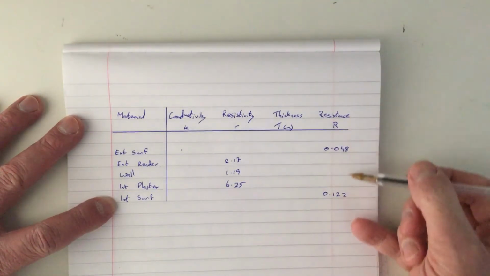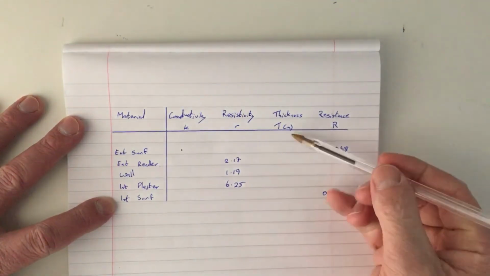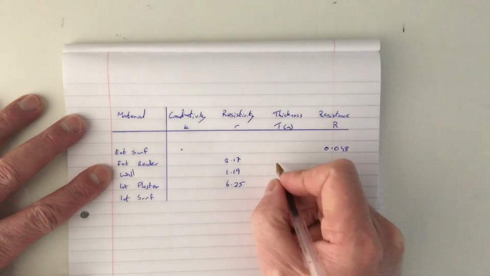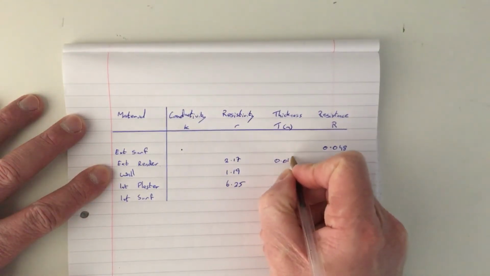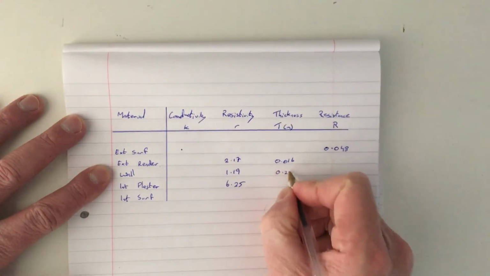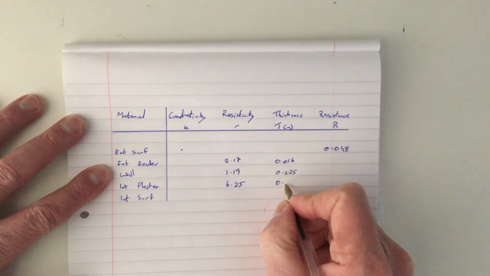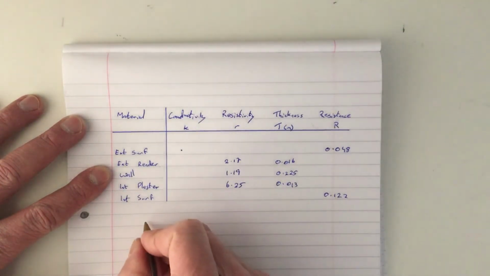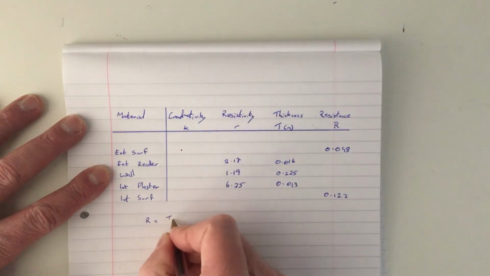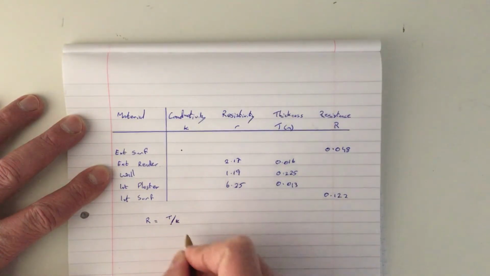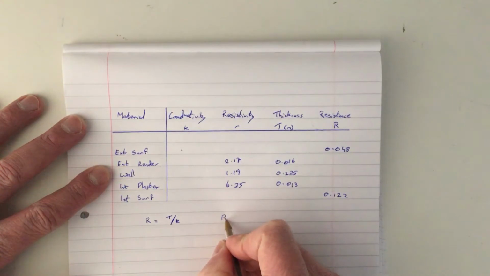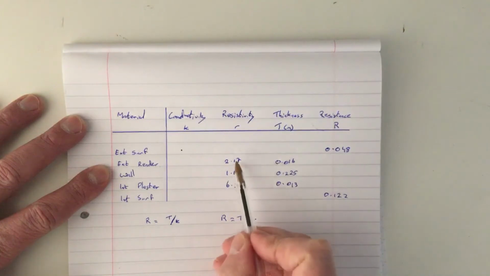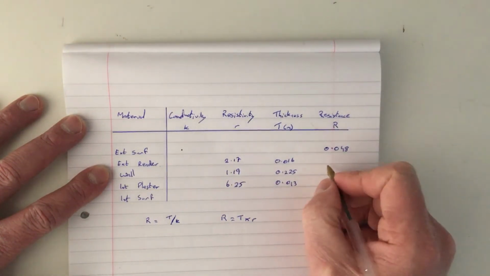Now don't forget, we're trying to get this column filled out the whole way down. Thicknesses have to be in meters, so my 16 mil external render I'm given in the question, in meters that's 0.016. My wall is 0.225 and my internal plaster is 0.013. Now, the formulas I need are the usual formulas. R is equal to thickness over conductivity. Now in this question I don't have any conductivity, so my resistance is equal to my thickness multiplied by my resistivity. So basically I'm just going to multiply 2.17 multiplied by 0.016.